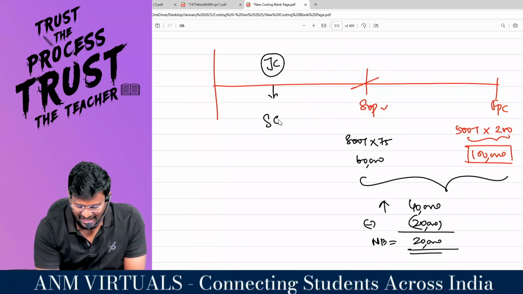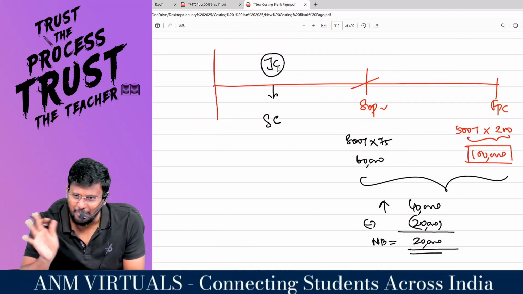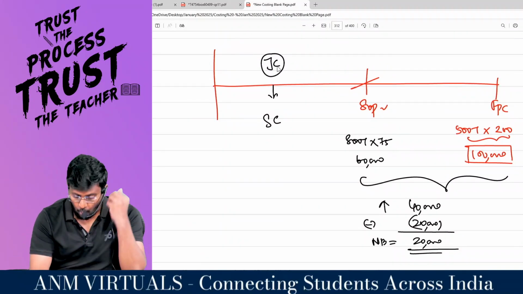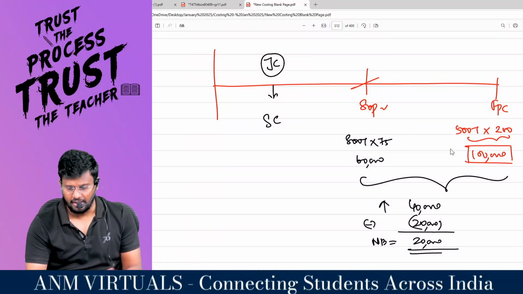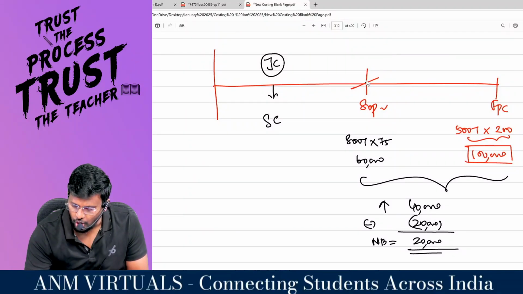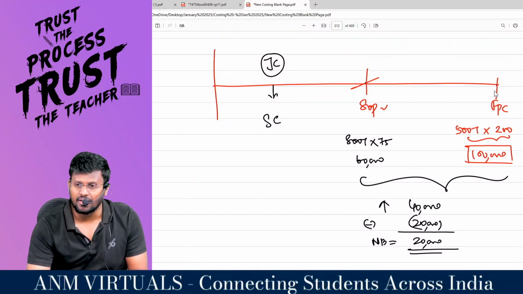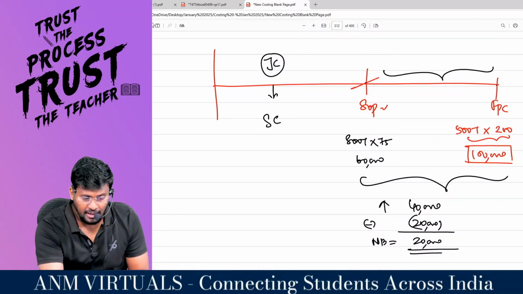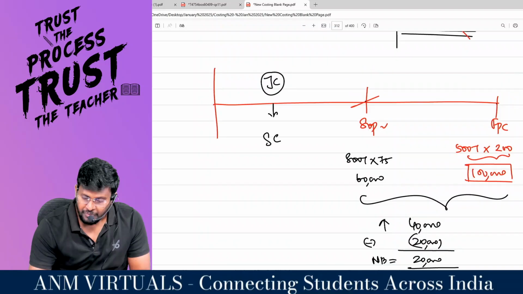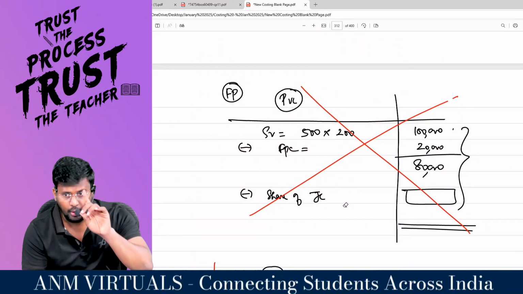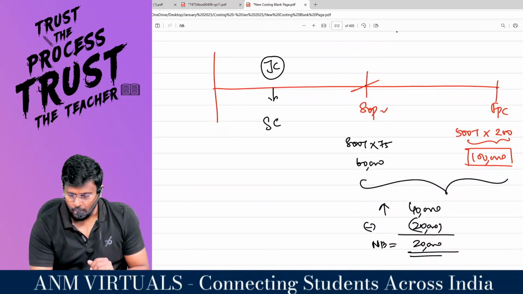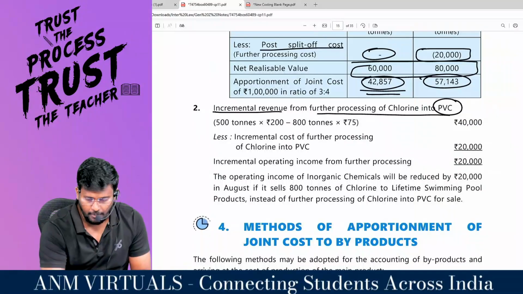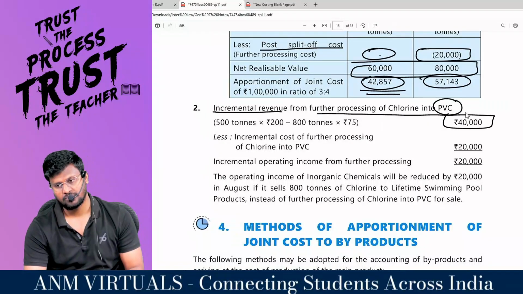என்னோட டிசிஷன் என்னன்னா ஜாயின் காஸ்ட் இன்கர் பண்ணுமா வேணாங்கிறது கிடையாது. The decision making I am taking is whether I have to sell at the split off point or whether I have to sell after further processing. அப்ப என்னோட இன்கிரிமெண்ட் இங்கிருந்து இங்க வரைக்கும் பார்த்தா போதும். இந்த டேபிள் போட்டா ரெண்டு ஆங்கிளுமே செக் பண்ண முடியும். So I will be earning extra 40,000.